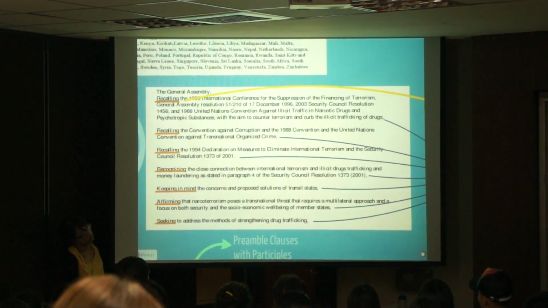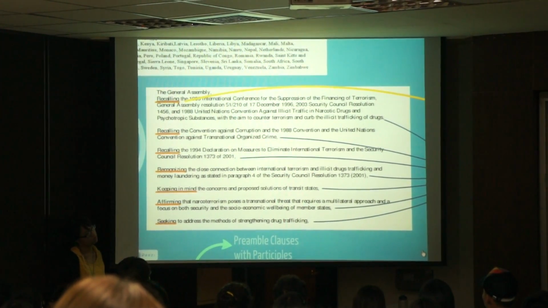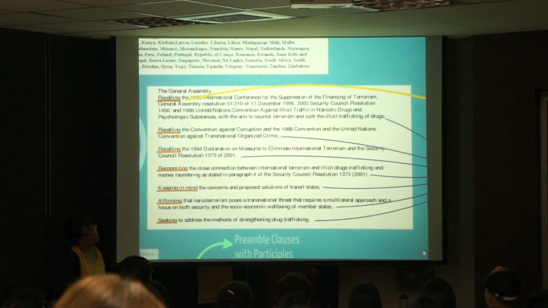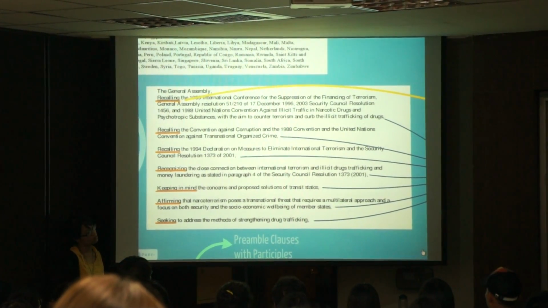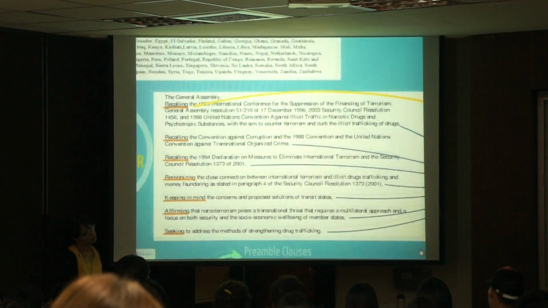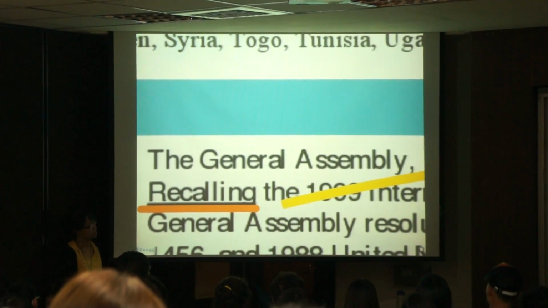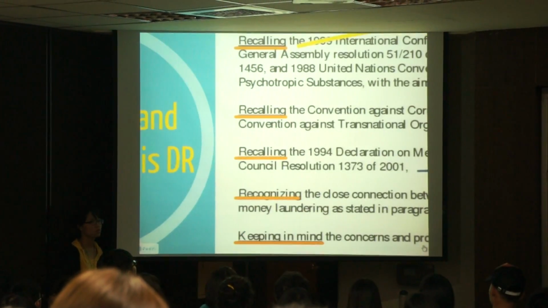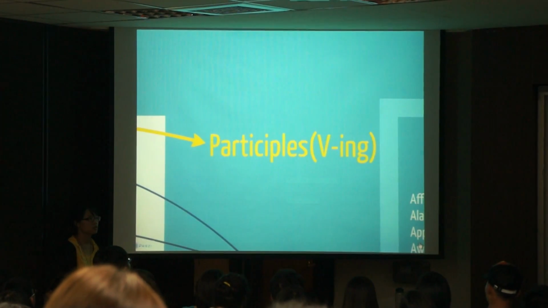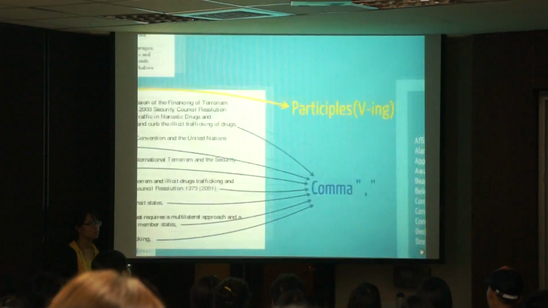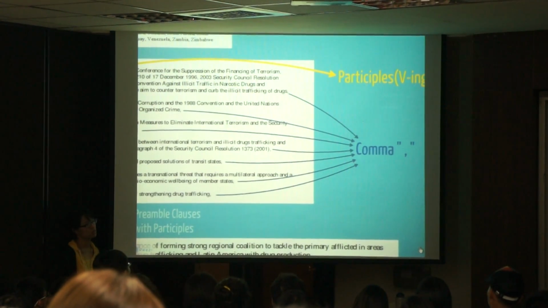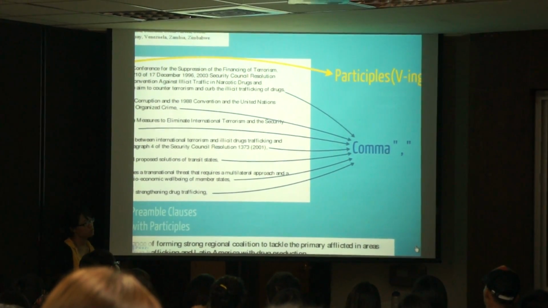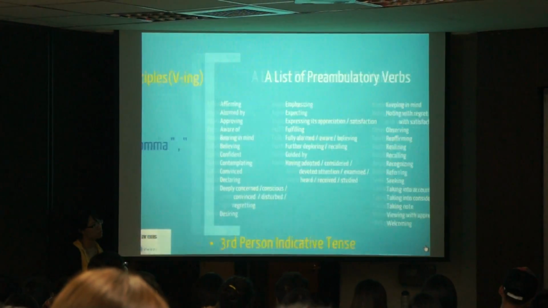But here is some form you have to abide by when you're drafting preamble clauses. Take a look at the orange line. At the beginning of every sentence, it has to start with a participle, like recalling, which is a verb plus ing, which is 分词. And at the end of every sentence, it has to end with a comma, 逗号. Don't forget, this is really important.